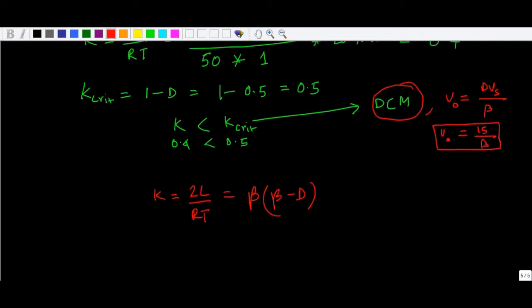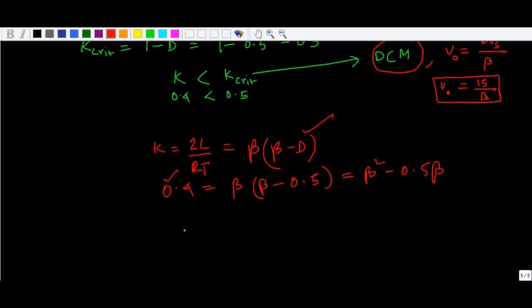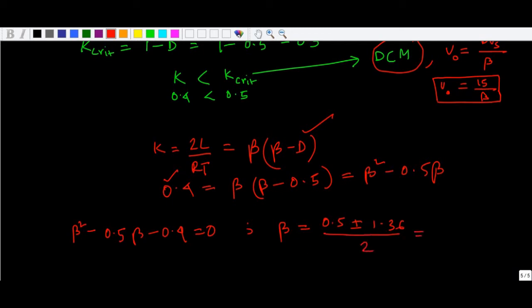The value of k we found is 0.4. So 0.4 equals beta into beta minus d, and it is given that d is 0.5. So it is beta square minus 0.5 beta, and on the left hand side we have 0.4. So we have a quadratic equation: beta square minus 0.5 beta minus 0.4 equal to 0. From here we can easily find the value of beta, which turns out to be 0.5 plus minus 1.36 divided by 2. That will give you two values of beta.